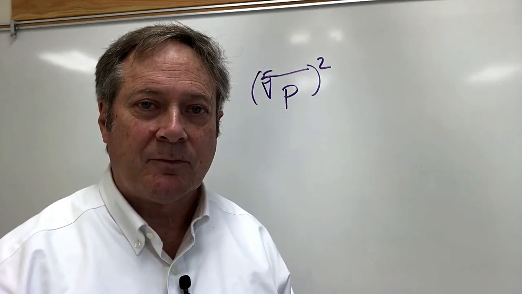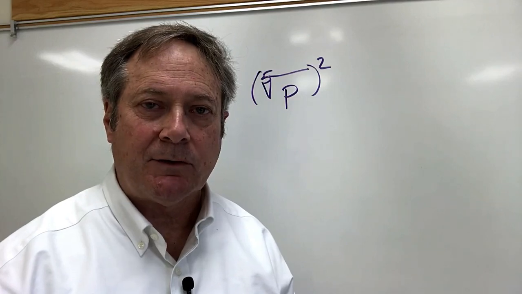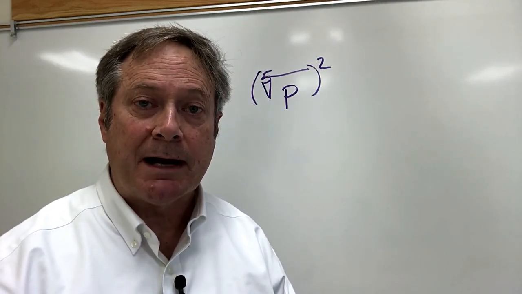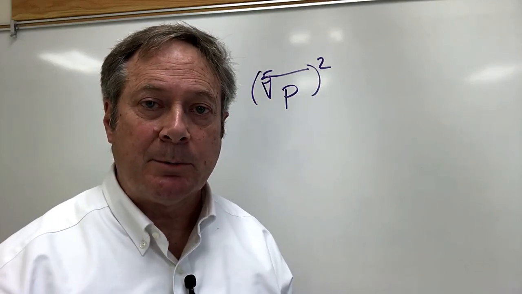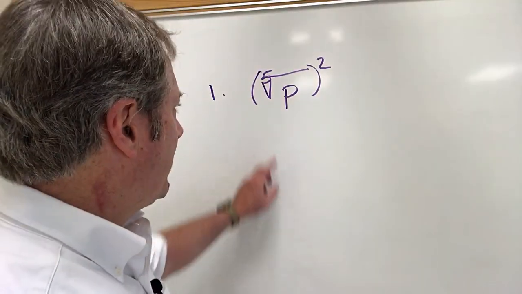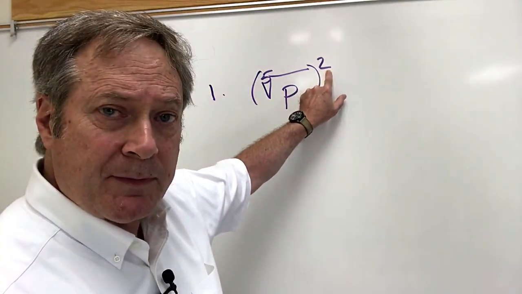All right, well, in this lesson we're going to look at radical expressions that we're going to change to rational. Think of the root word in rational as ratio, so we're going to go from a radical form to what appears to be a fractional form. Now in this case we've got the fifth root of p squared.